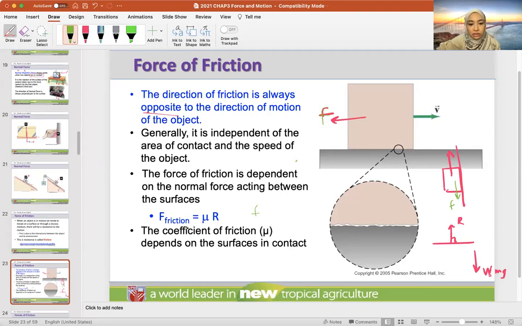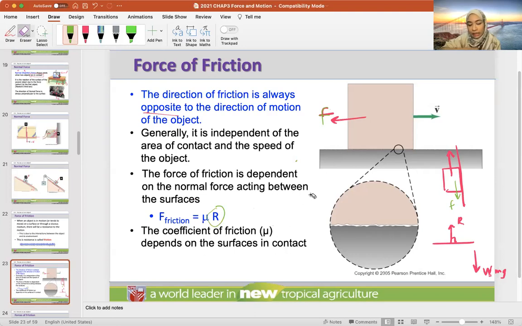Okay, so friction is equal to mu R. What is R? R is the reaction force. What is the condition for reaction force? Kena ada contact. So, therefore, friction is a contact force and kalau tak ada contact, tak ada friction. What is mu? Mu is the coefficient of friction and it depends on the surfaces in contact.